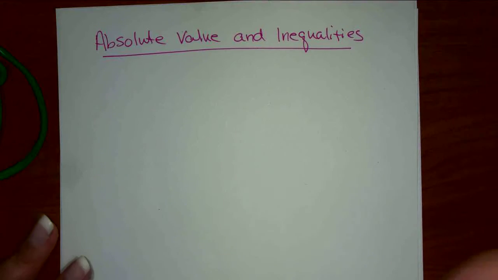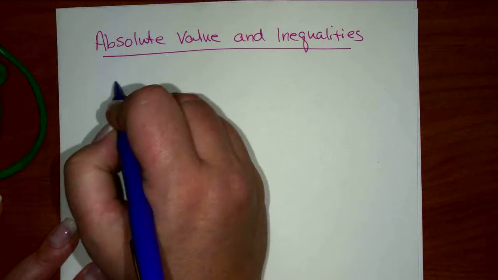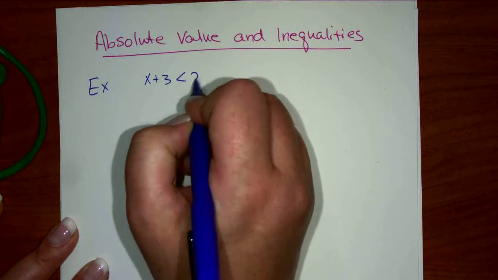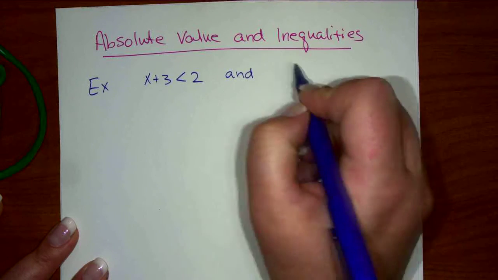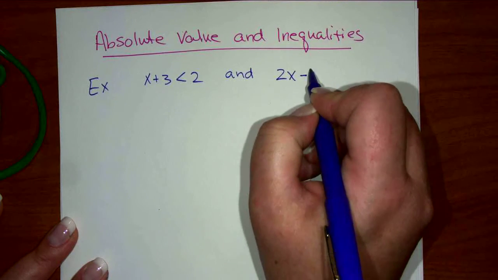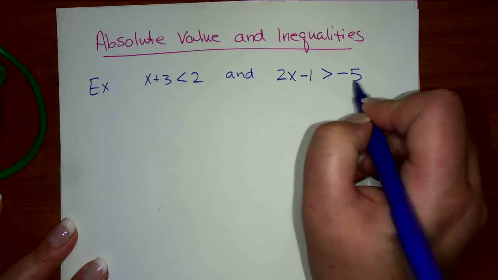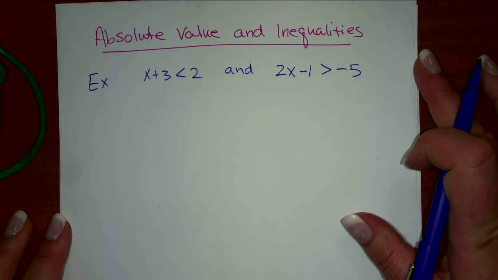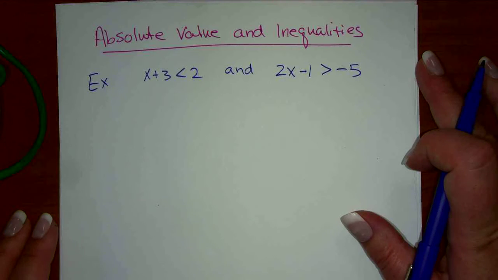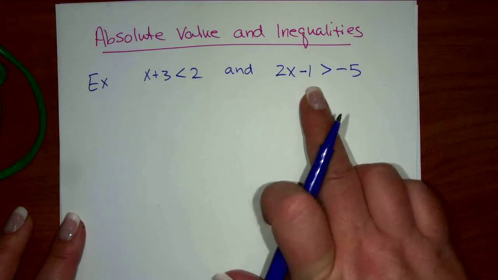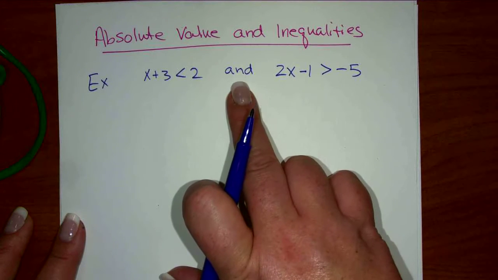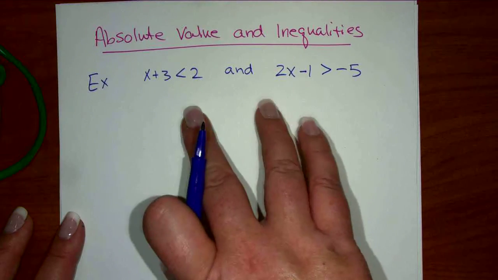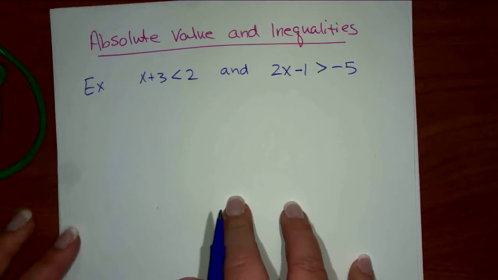So let's do a question like this. x + 3 < 2, and 2x - 1 > -5. When we've got two inequalities, we can put either "and" or "or" in between. So I'm going to do the same question. I put "and" first, and then I'll do the same question with "or" to show you what the difference is.